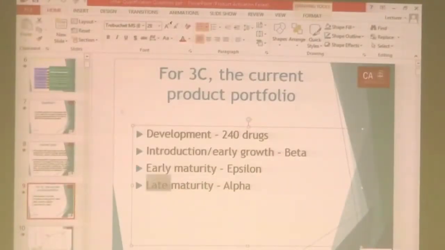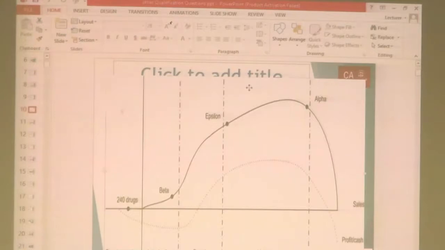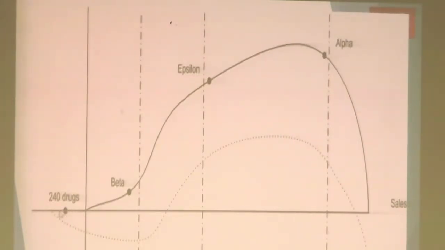Then the last one is alpha. Alpha, I have said late maturity. For you to get a good idea of what is early maturity and late maturity, you can look at this chart. As you can see here, these are the drugs at the development stage. This is beta, which is at introduction. Epsilon is early maturity. And alpha is late maturity. So you have early maturity and late maturity. So there you go.